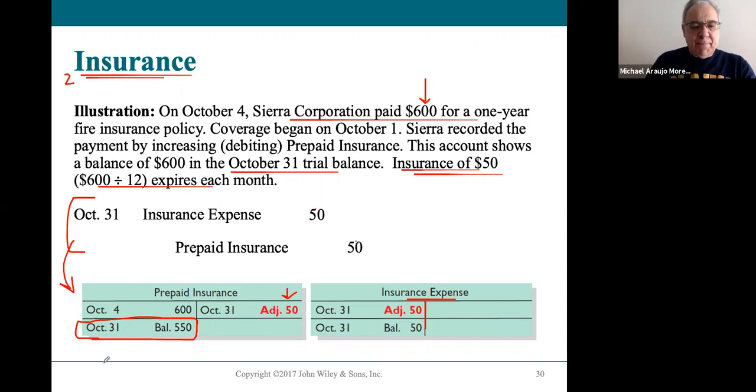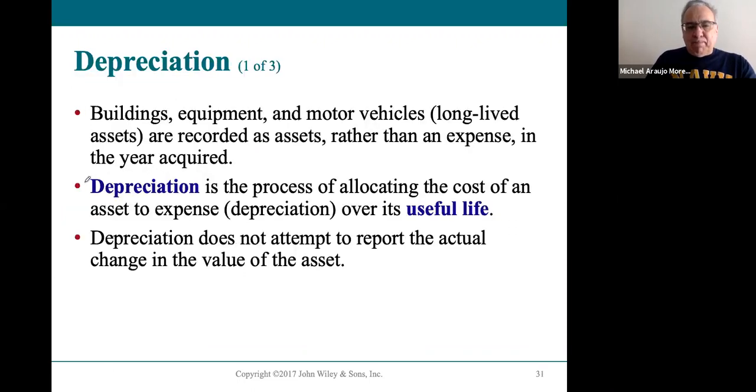Okay. The third one is on depreciation. And as I mentioned to you, when you buy equipment or a building or a motor vehicle, like a delivery truck, they are assets. Okay. They're not an expense. When you buy them, they're your asset. You're going to buy them and you're going to use them for a very long time. You cannot expense something until you've used it.